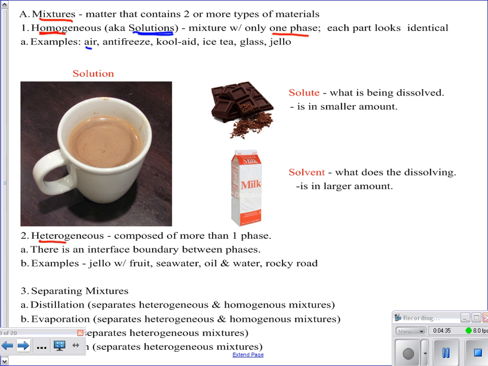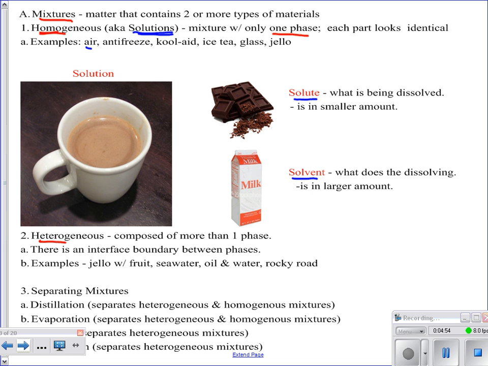And you can see some other examples as well. Actually, let's just say for homogeneous mixtures, we're talking about solutions. So we can also break those down even further and say that solutions can be broken down into solutes and solvents. Which one of those words is bigger?